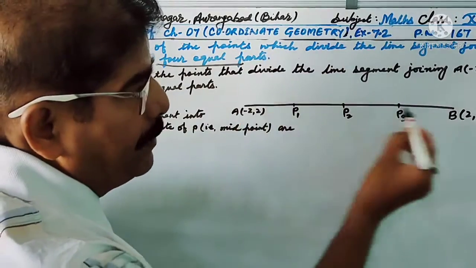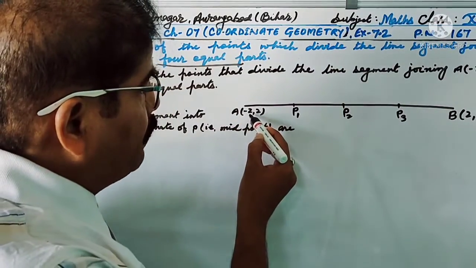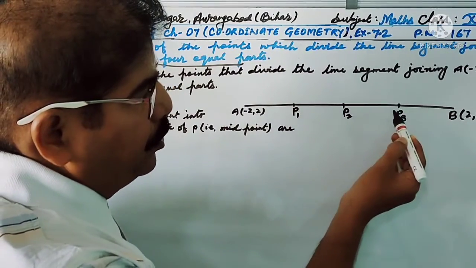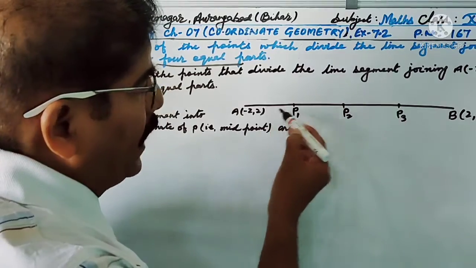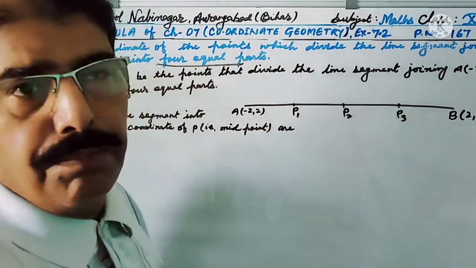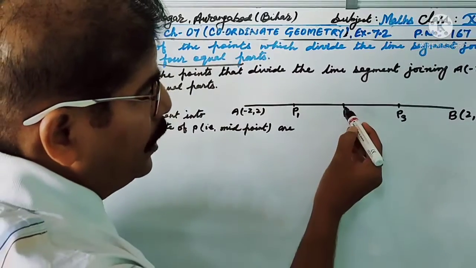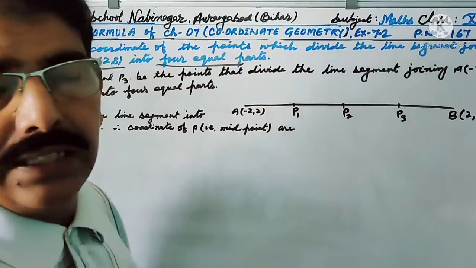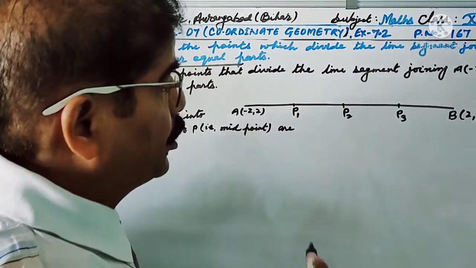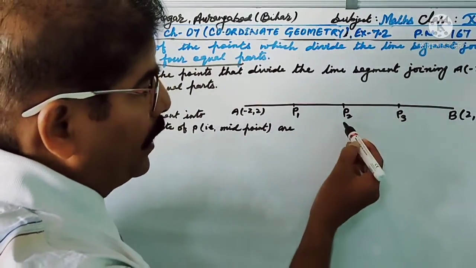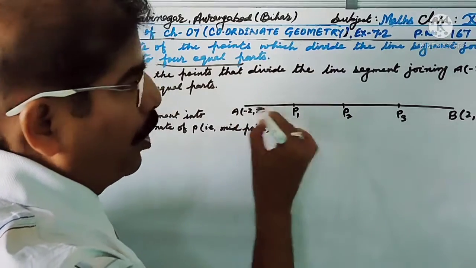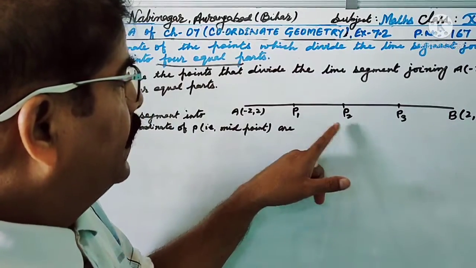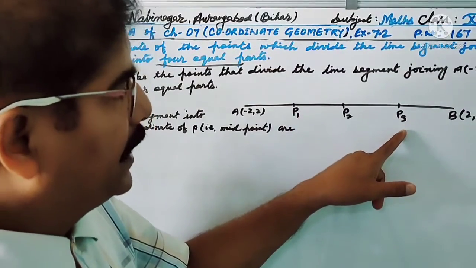Dear friends, AB is a line segment whose coordinates are (-2, 2) and (2, 8). P1, P2, P3 divide the line segment into equal parts. So P2 divides the line segment AB in the ratio 1:1. That means P2 is the midpoint of AB. First you find P2, after that P1 and P3.